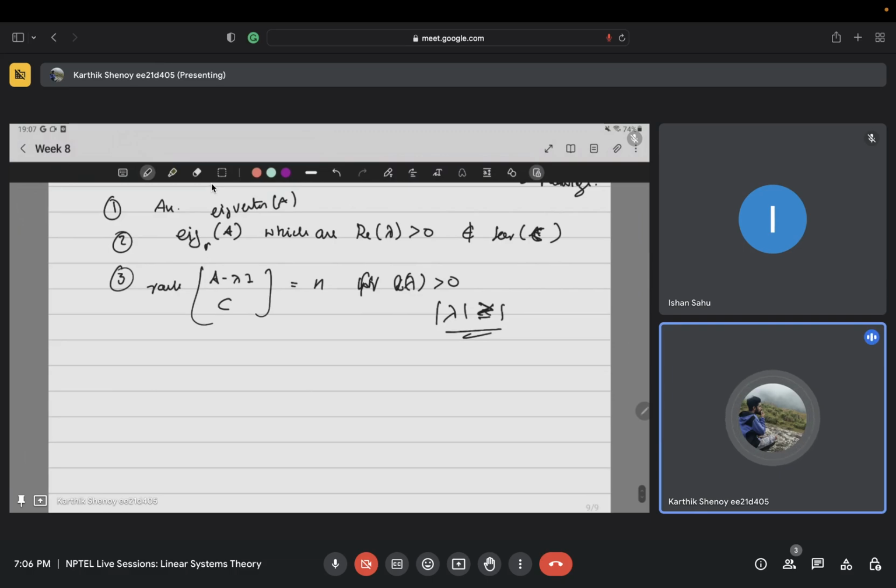And for your Lyapunov case, you have A transpose P plus PA minus C transpose C must be negative definite. I think it must be negative definite. Okay. If you can find a unique P, there exists a unique P such that this holds. That's your detectability test.